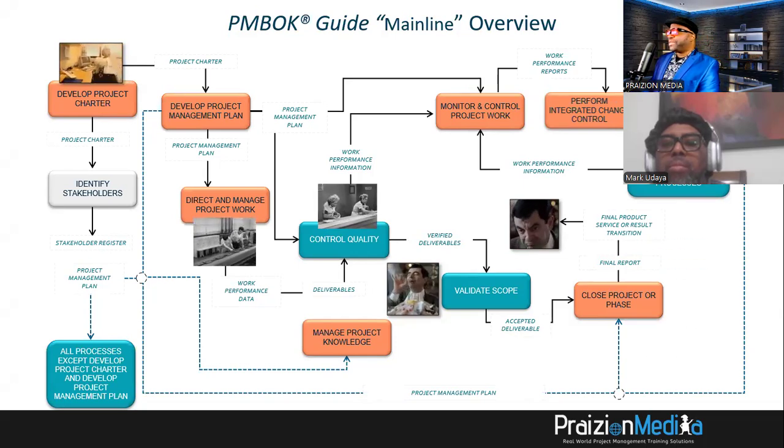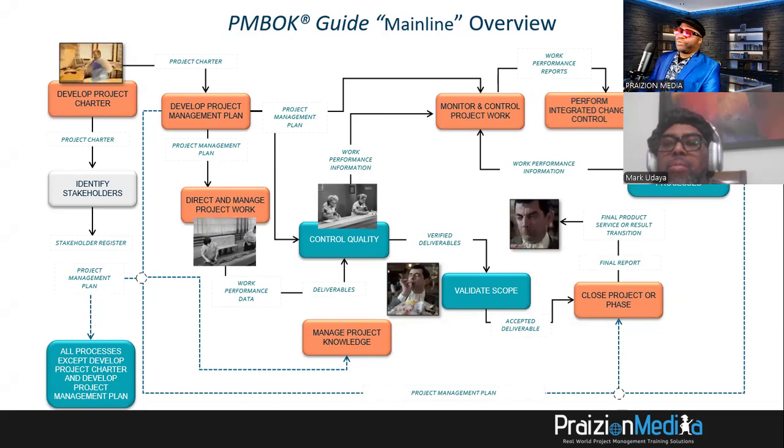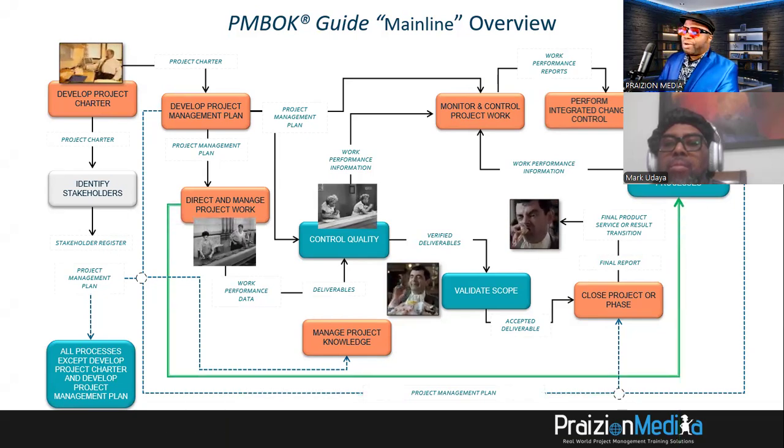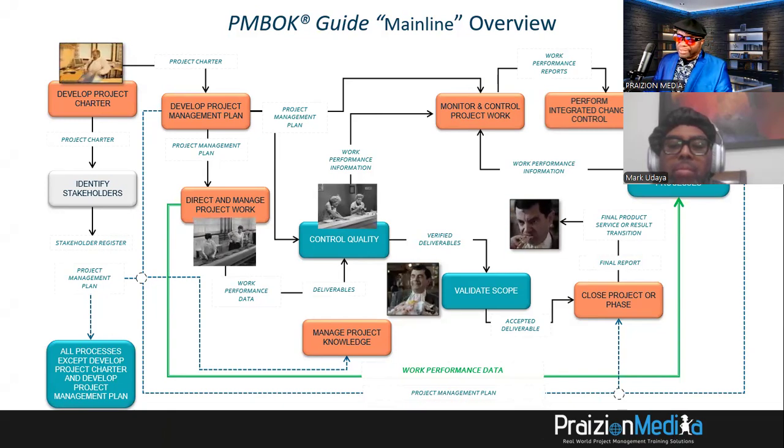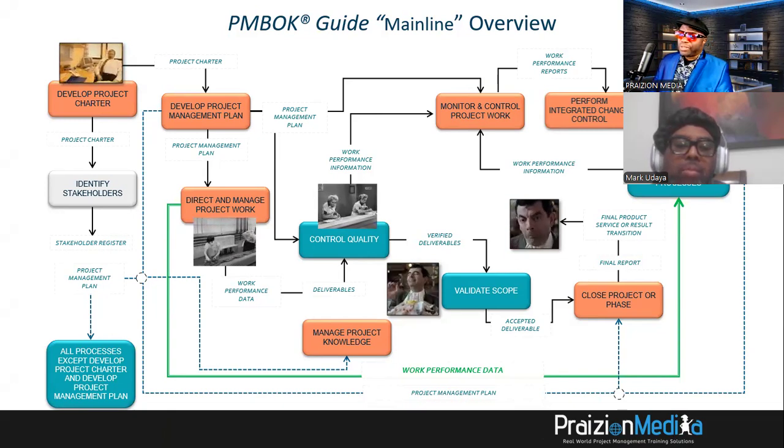The change requests come from a number of places, but this is also reminding you that performing integrated change control has change requests coming in. The work performance reports are used to decide whether to approve or reject the change requests. Also, remember that work performance data comes from direct and manage project work. This data is what becomes the information that eventually becomes the report.